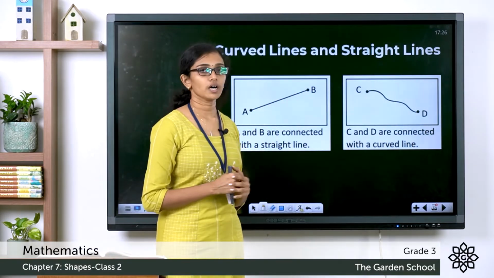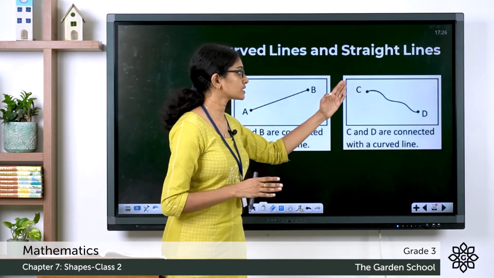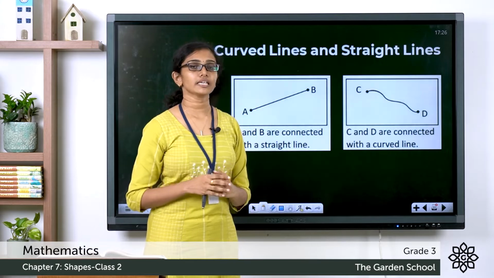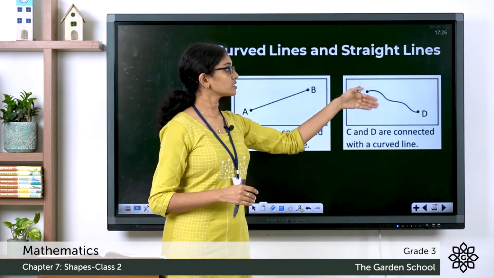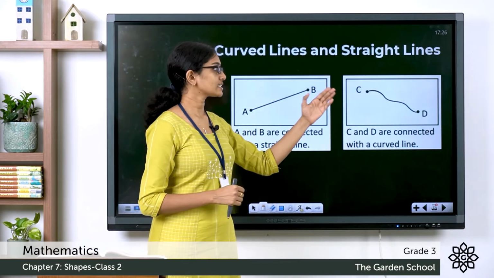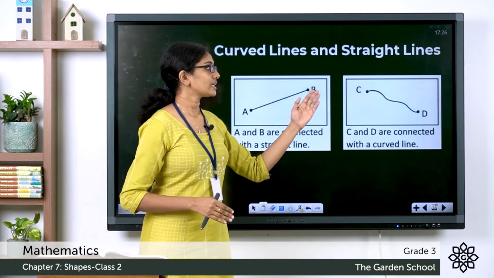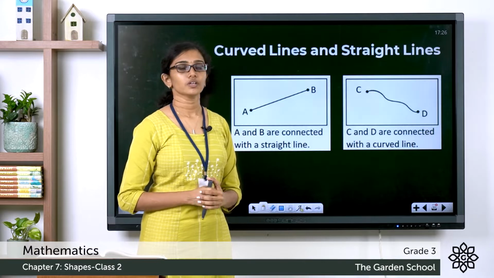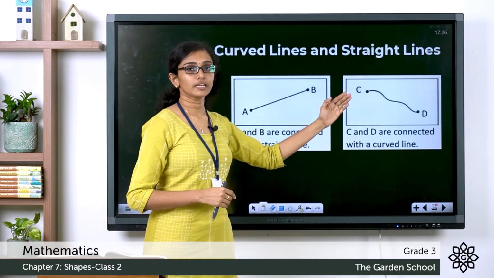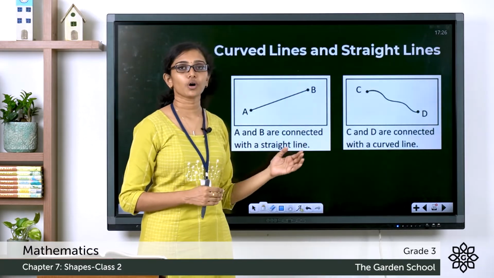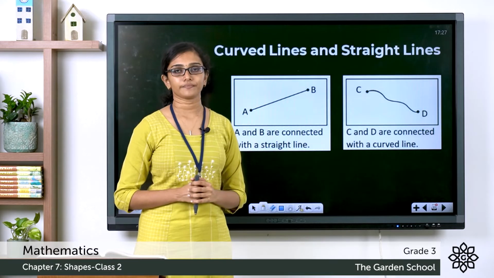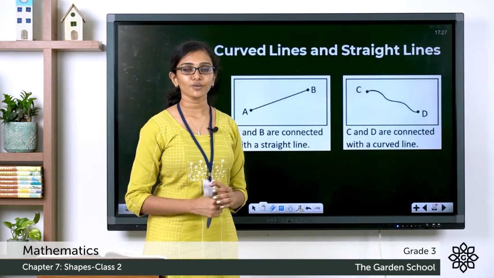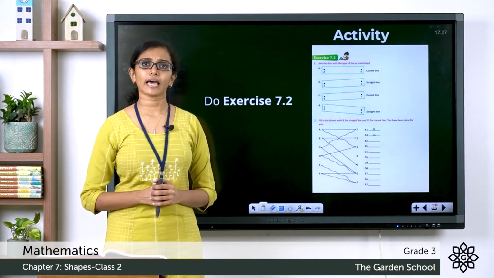And in the second picture you can see 2 dots or 2 points C and D, and you can see a path or line connecting C and D. And is that line even? No, it is an uneven line and it has got wiggles on it. So such an uneven line between 2 points or 2 dots is called a curved line. Clear? Now we will do one activity.